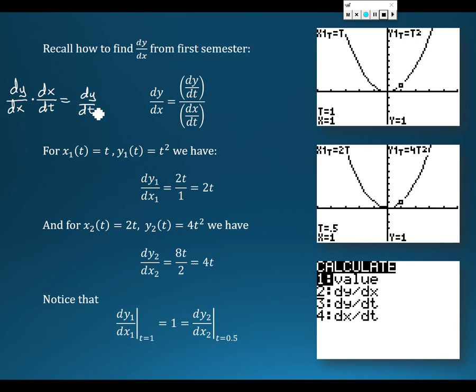And of course, these should agree, you would think. Well, they do agree, but keep in mind that the t values on this one are different for the different points than for this one. So notice that if you are on the first curve and t is 1, that tells you that the slope right here, at the point highlighted, is 1.